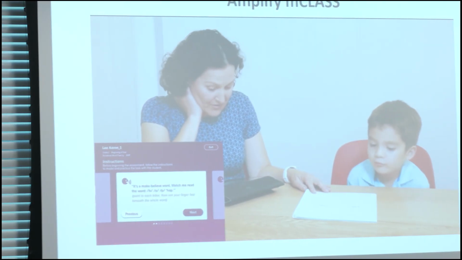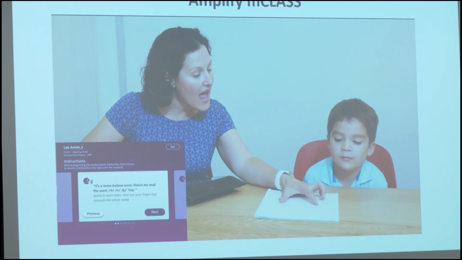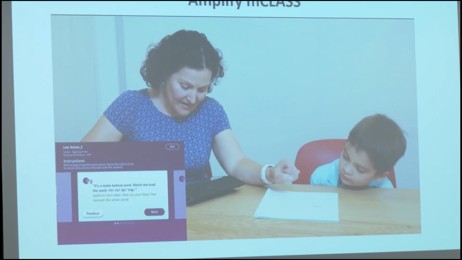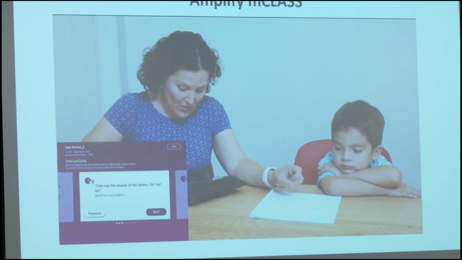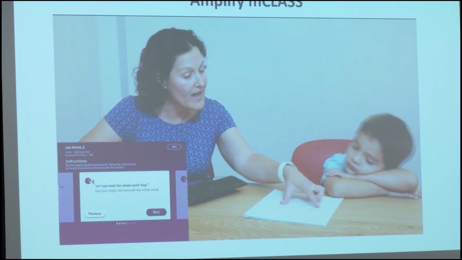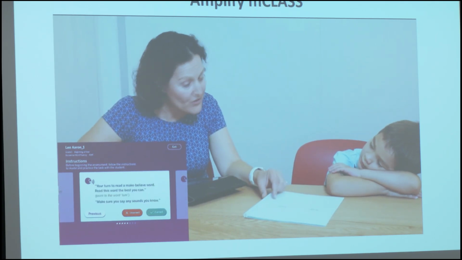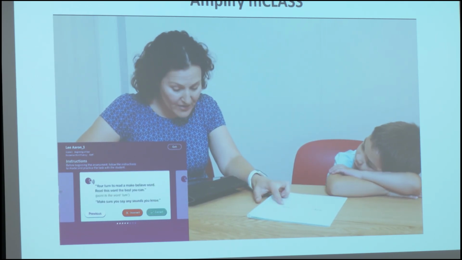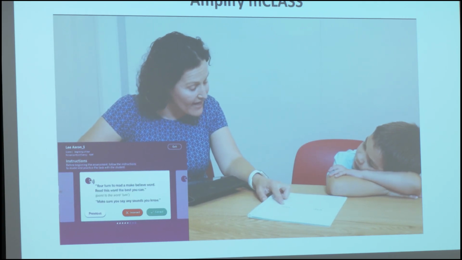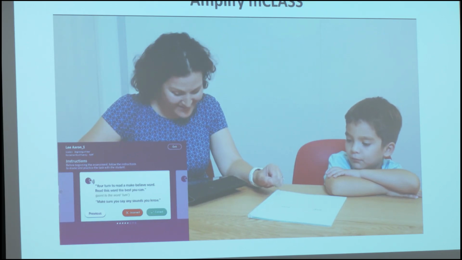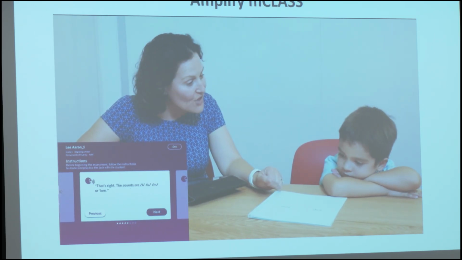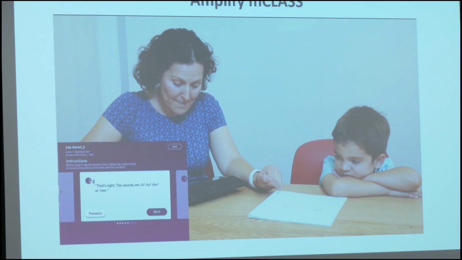Here's what it is. Look at this word. It's a make-believe word. Watch me read the word. Ah, ha. I can say the sounds of the letters, ah, or I can read the whole word, ha. Your turn to read a make-believe word. Read this word the best you can. Make sure you say any sounds you know. That's right. The sounds are, or lum.